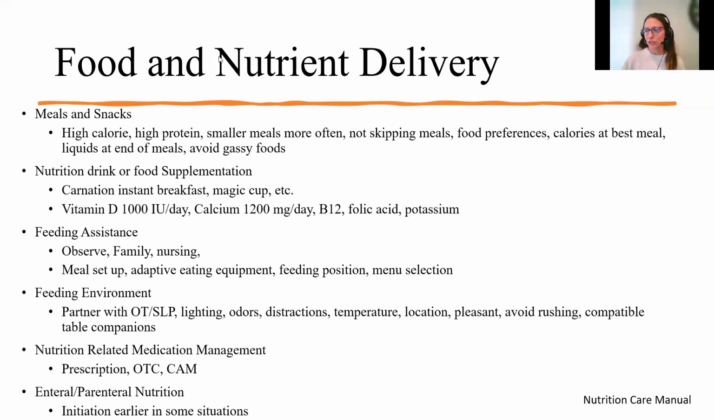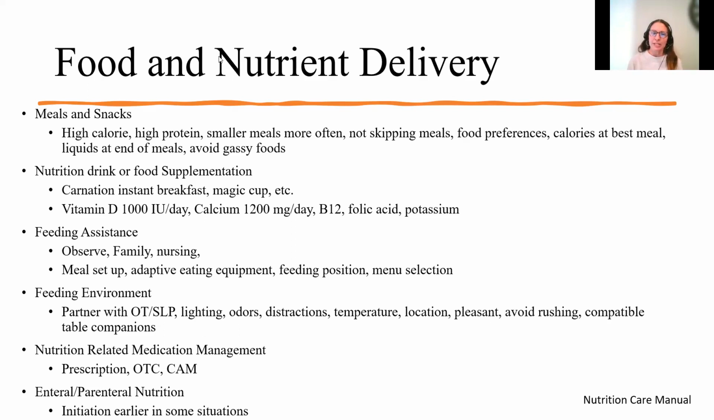Oftentimes facilities will have one or two that they pick to keep on the shelf, and then finding out from the patient what their preferences for flavoring are. Do they like chocolate, strawberry, vanilla, and bringing it down to the exact goal so that instead of just saying, hey, why don't you eat more, we're actually saying, okay, let's have a cup of milk at breakfast and an Ensure in the afternoon to give them something specific to work for. It's more likely that that is going to be helpful. Common supplements are also listed there.